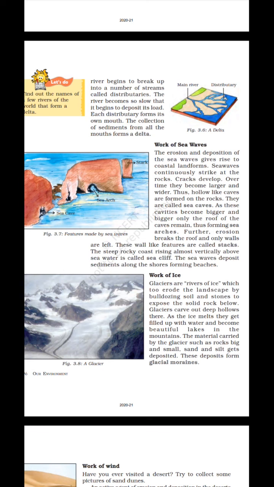Work of ice. Glaciers are rivers of ice which too erode the landscape by bulldozing soil and stones to expose the solid rock below. Glaciers carve out deep hollows. As the ice melts, they get filled up with water and become beautiful lakes in the mountains. The material carried by the glaciers, such as rocks big and small, sand and silt, gets deposited. These deposits form glacial moraines.